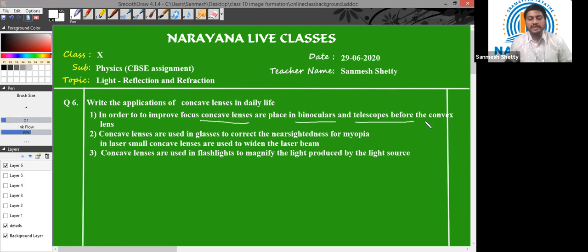Also, concave lenses are used in glasses to correct nearsightedness or myopia. Okay. In this case also, concave lenses are used. Also, they are used in lasers. Okay. Now, small lasers have a very thin beam of light. To make the cross section a bit thicker, we use concave lenses again, because a concave lens will somewhat diverge the laser beam. Now, concave lenses are also used in flashlights to magnify the light produced by the light source.